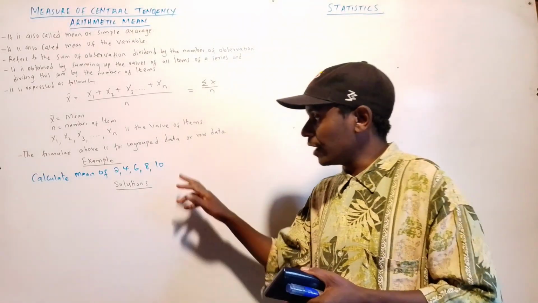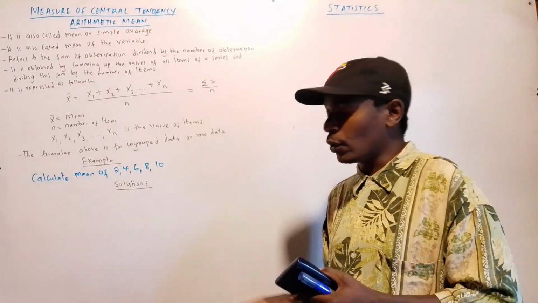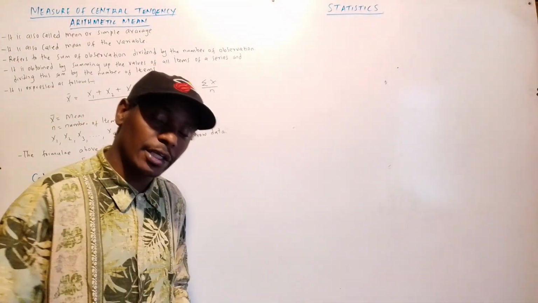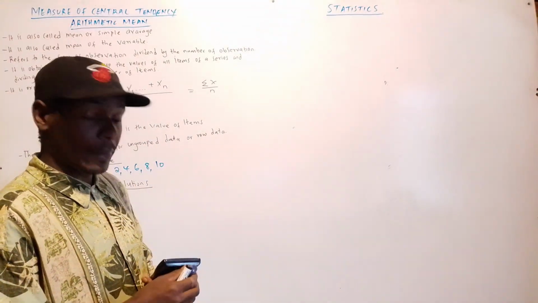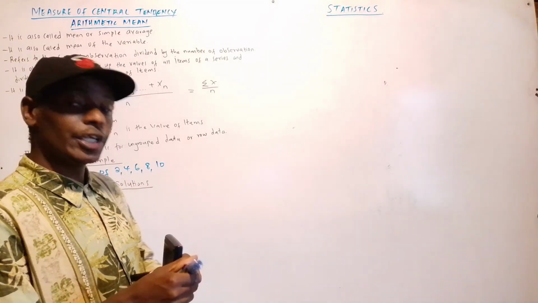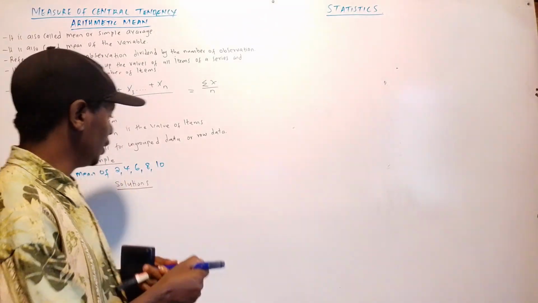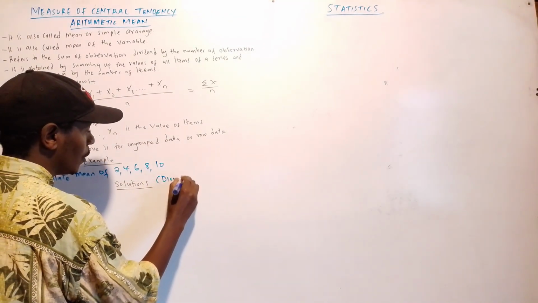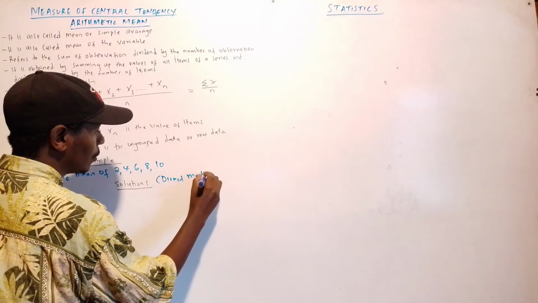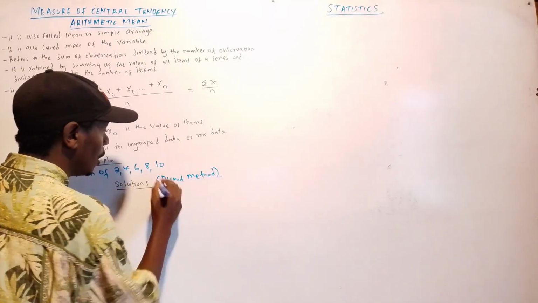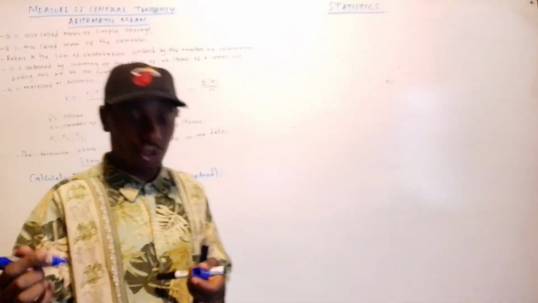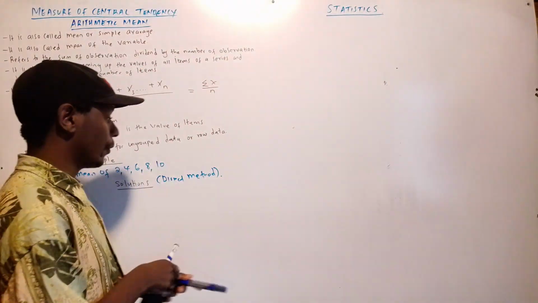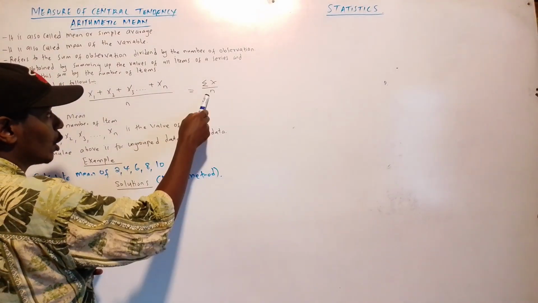Let us take an example of raw data, and we are going to use the direct method. We have 2 methods: the shortcut method and the direct method. For the purpose of the course outline, we are only interested in the direct method. But if you have time, you can go and study the shortcut method. For me, I'm going to use the direct method, which is our formula above.